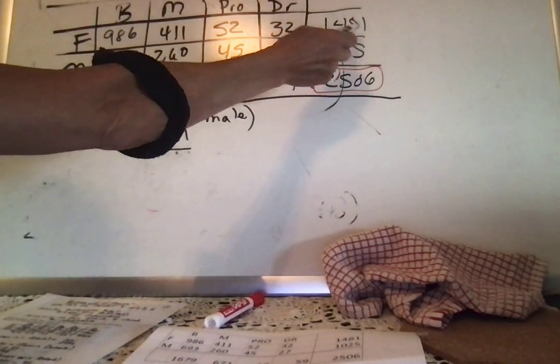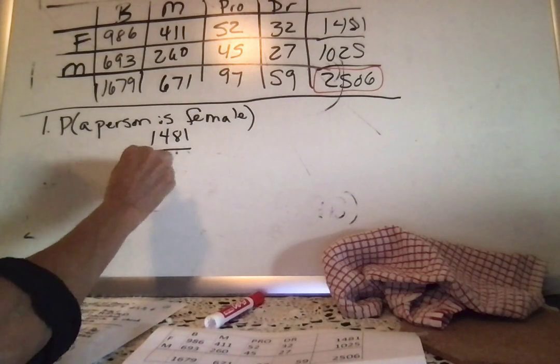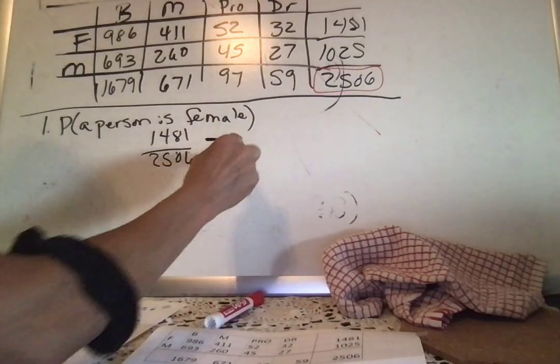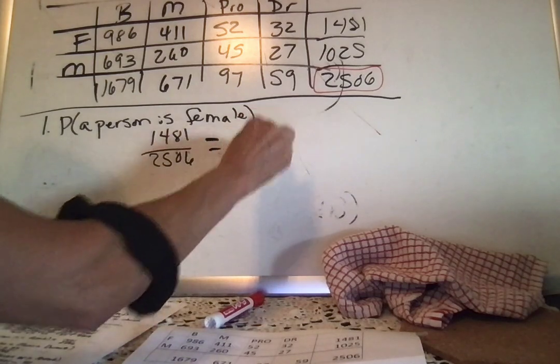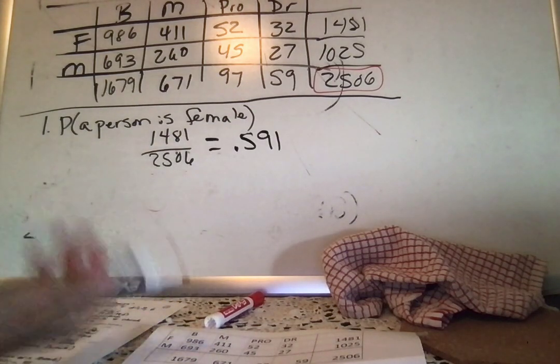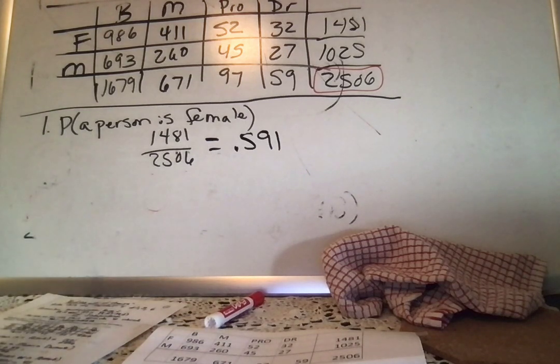So I had 1,481 females over a total of 2,506 humans. Stick that into your calculator. You'll get 0.591, or you can show it as 59.1%. Doesn't matter. All right, let's up it a little bit.